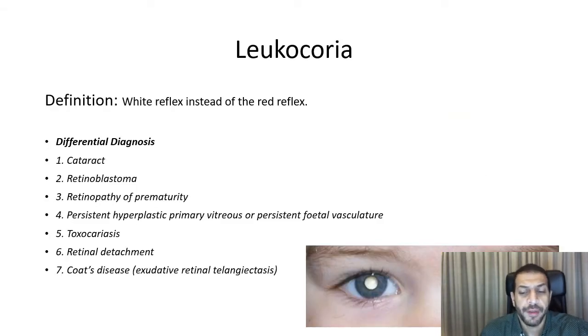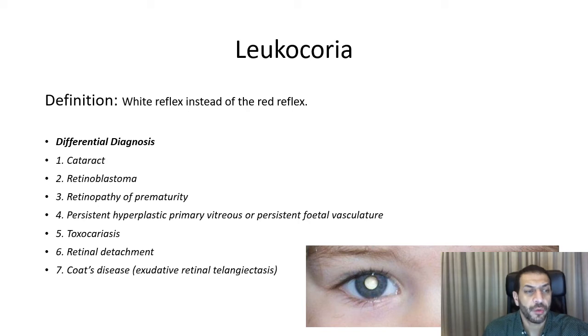This brings us to a very important definition, something called leukocoria. Leukocoria is a whitish reflex instead of the red reflex. As you can see in the pupil here of this child, in his right eye, the reflex is yellowish. So when you do a red reflex test, use the ophthalmoscope to look at the eye, and rather than seeing a red reflection of the retinal blood vessels, you see a yellowish reflex.